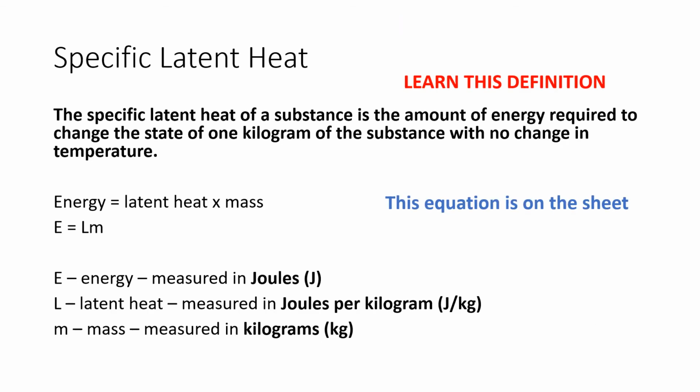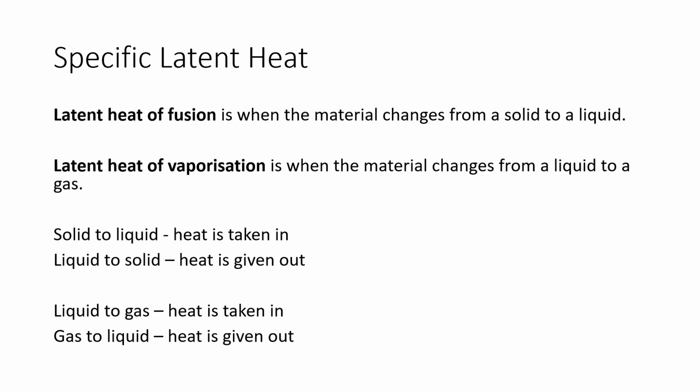When a material changes state, we talk about the latent heat. It's the amount of energy required to change the state of 1 kilogram of a substance without changing its temperature. And energy is equal to the latent heat times the mass. The energy is measured in joules, the latent heat in joules per kilogram, and the mass in kilograms. We talk about the latent heat of fusion, and this is when the material changes from a solid to a liquid. We also talk about latent heat of vaporization, and this is when the material changes from a liquid to a gas.